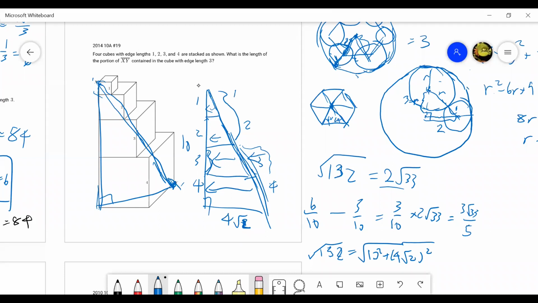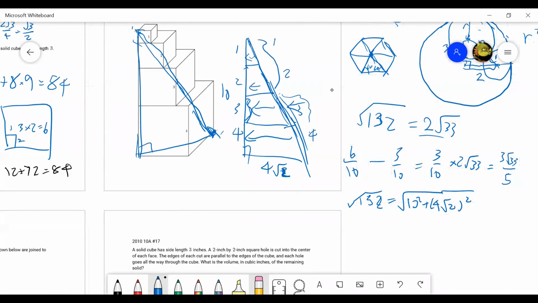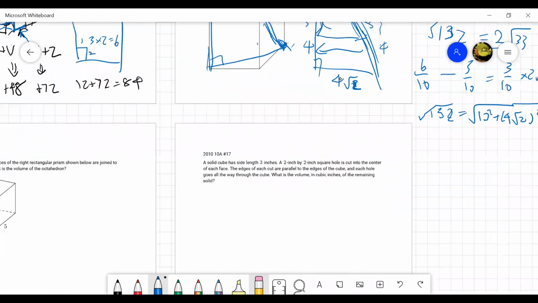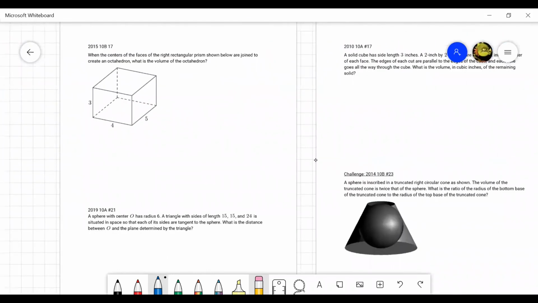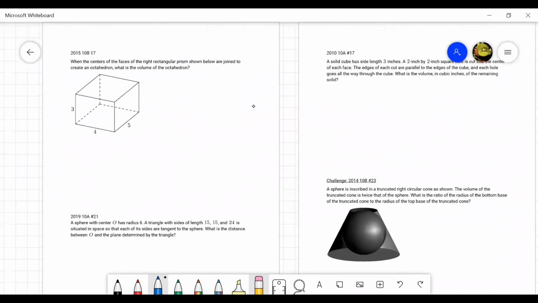All right, so does that answer everyone's questions? All right. So these are the last few problems. I do want to say the challenge problem again is on your bottom right, and if you do want to do that, you can. I won't be doing that.